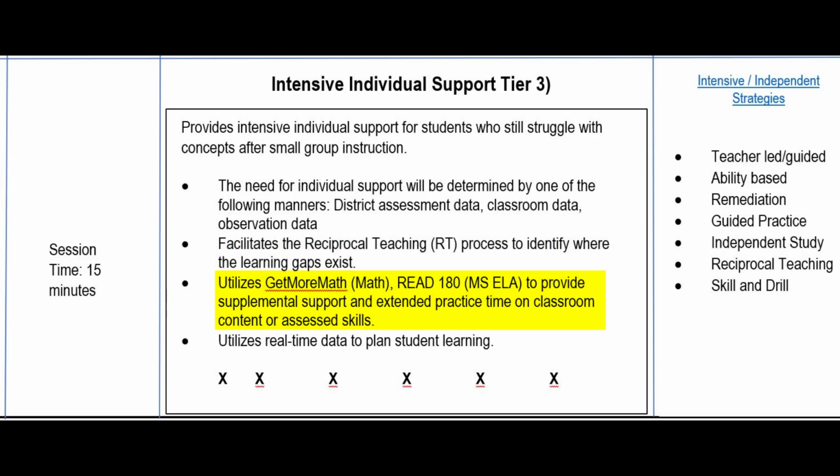Get More Math and Read 180 will provide supplemental support and extended practice time on classroom content to students who are still struggling after small group and whole group instruction. So, when you come in the classroom at the secondary level, you will see one of these three things going on. You will either see whole group instruction, small group work, or individual support.